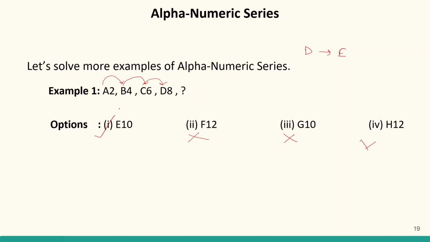But let us cross check, right? We cannot mark the answer without solving the entire series. So let us look at the numbers now. The numbers are increased by 2, right? 2 plus 2 will give us 4. 4 plus 2 will give us 6. 6 plus 2 will give us 8. And 8 plus 2 will give us 10. So the element will be E10. So 1 will be your answer.